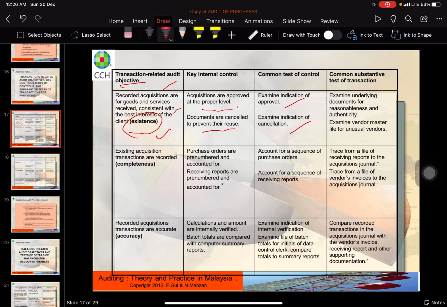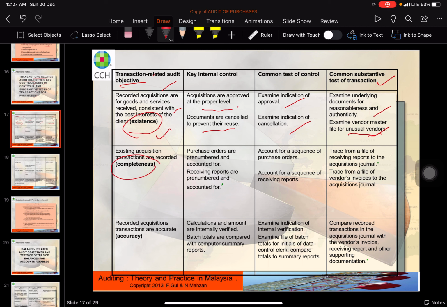Next, the common substantive tests of transactions. Examine underlying documents for reasonableness and authenticity. Examine the vendor master file for unusual vendors. For example, normally the company bought from supplier A, and currently they bought from supplier XYZ. Why? We have to see why they suddenly chose this supplier and not the existing supplier.